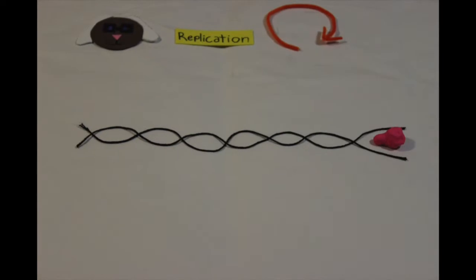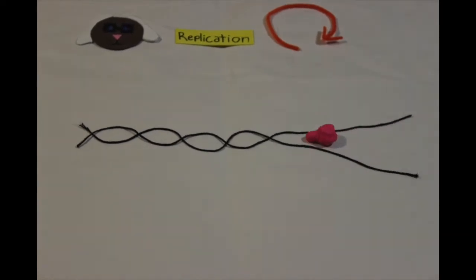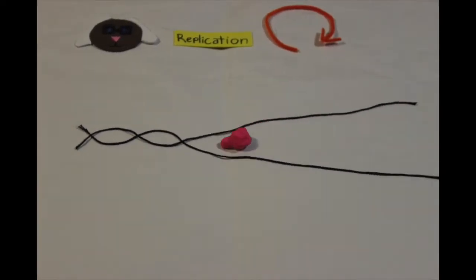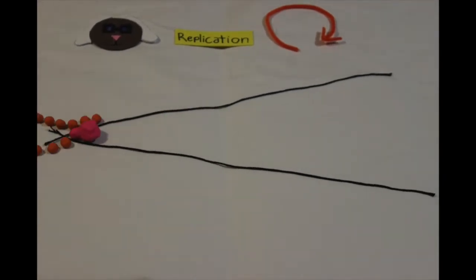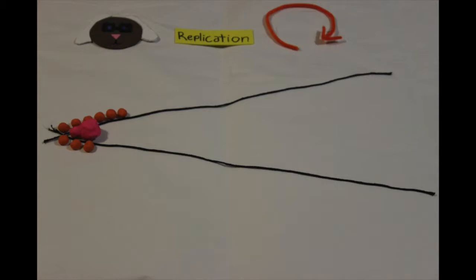Replication begins with the enzyme helicase. Helicase unwinds the double helix nature of the original DNA template strands, creating a replication fork in the DNA. This unwinding action is kept in place by the single-stranded DNA binding proteins. These proteins keep the DNA from going back together.